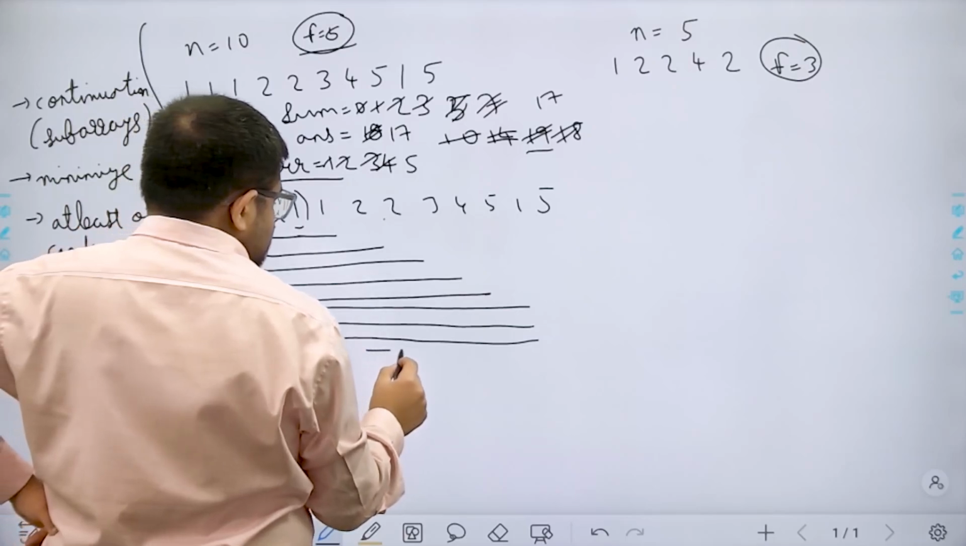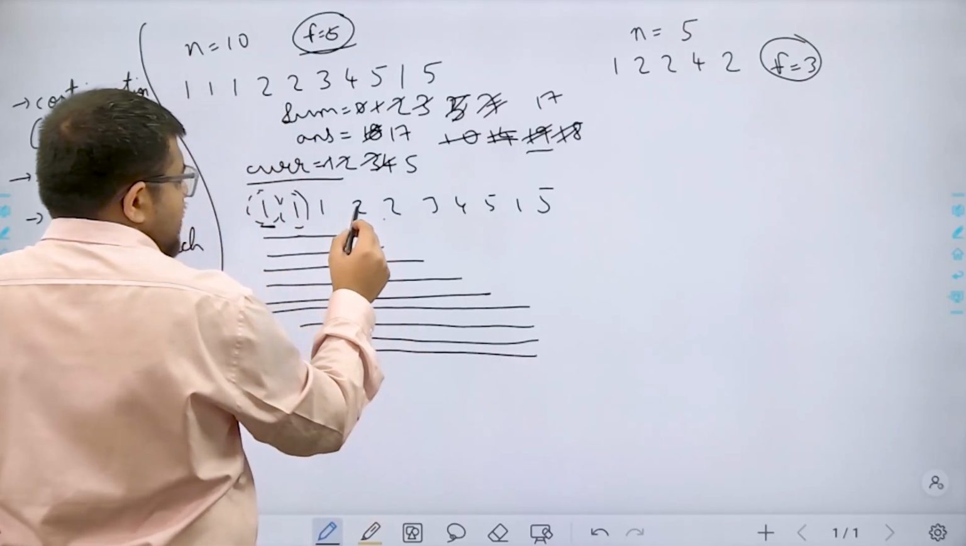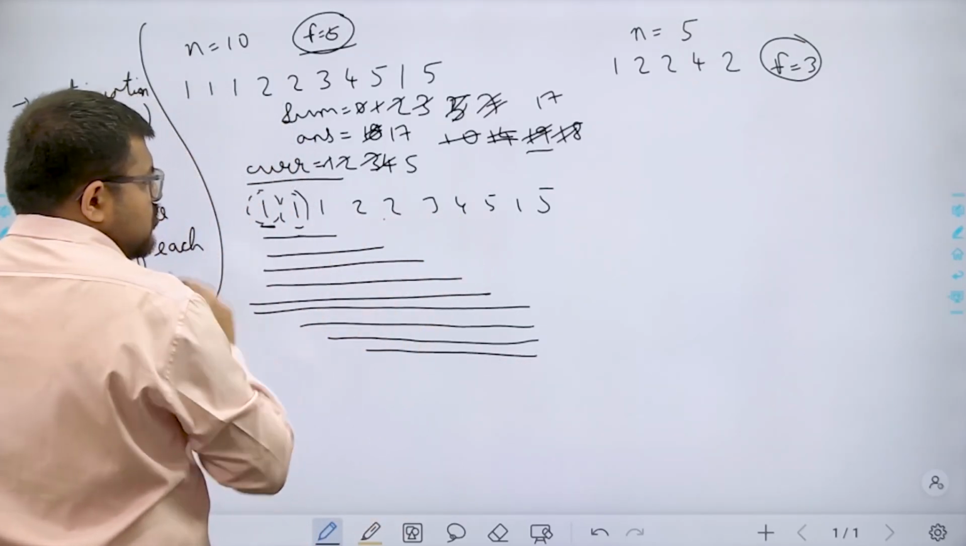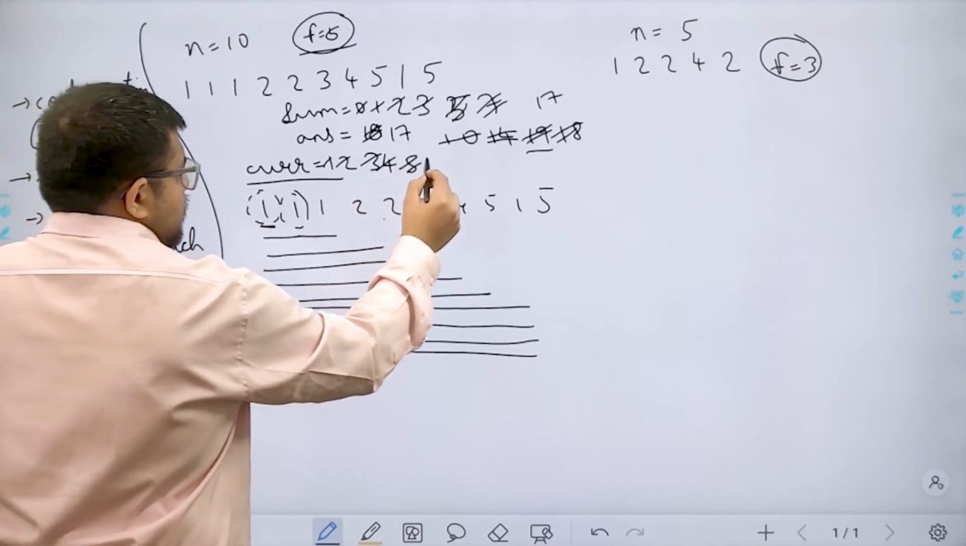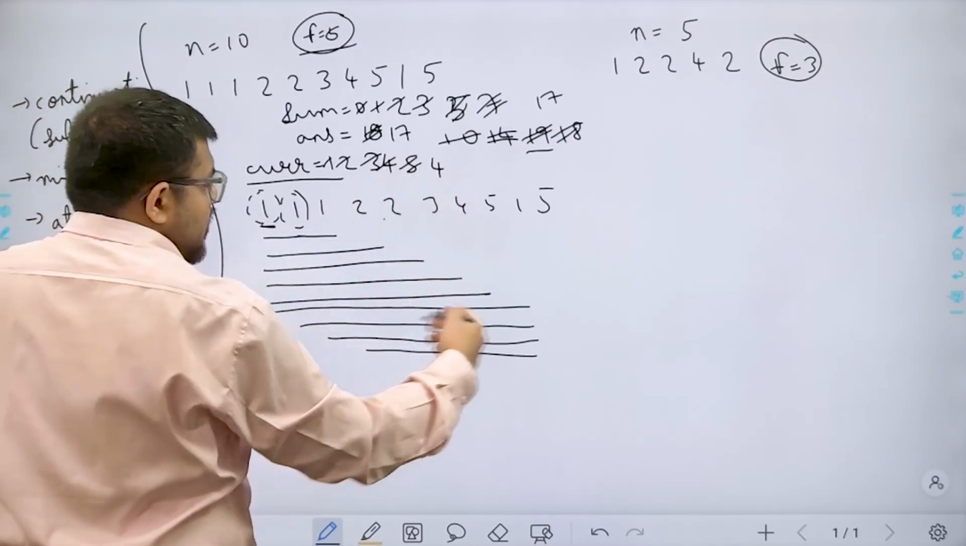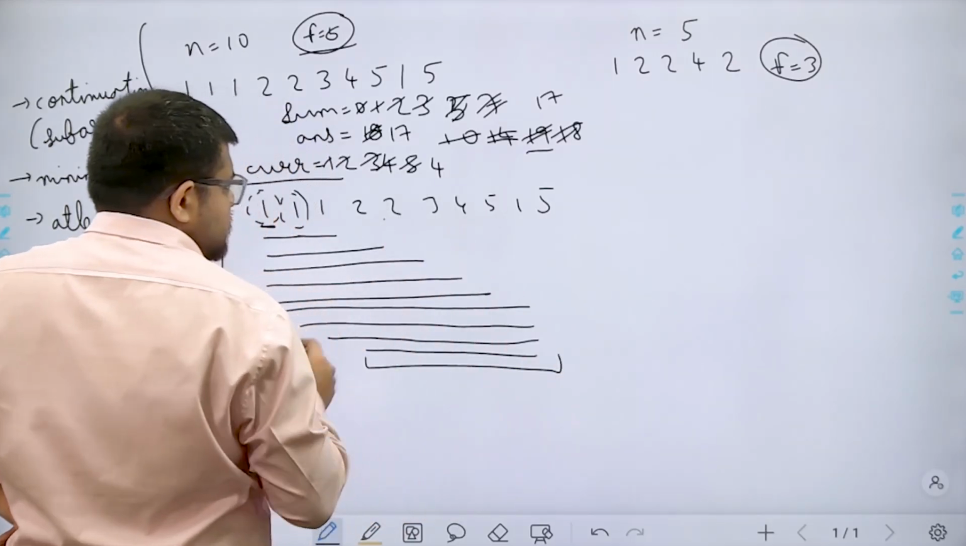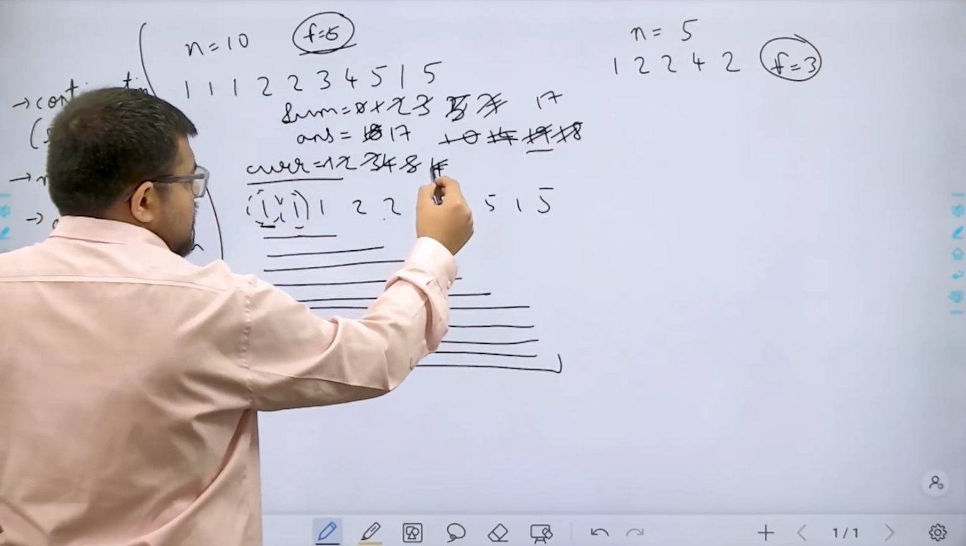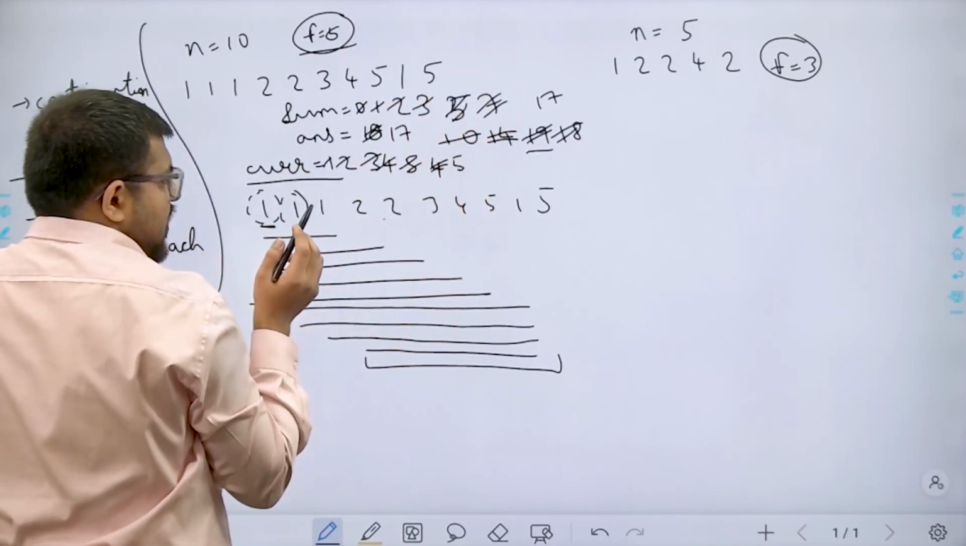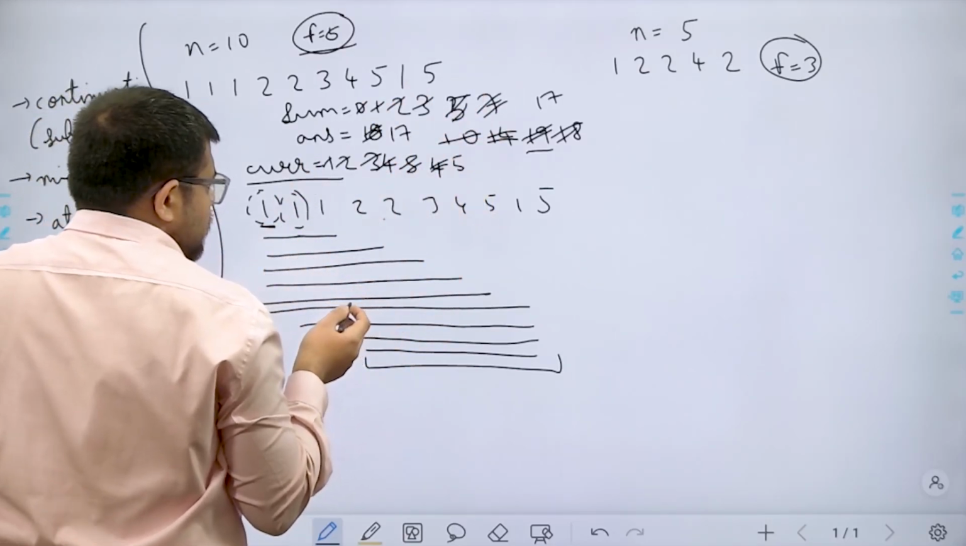Again I will decrease the subarray. Now it will become this, but now I have 2, 3, 4 and 5 only. I do not have 1, so my current will become 4 and I will stop here. Again I will increase the subarray size. So now the subarray will become this much. It has 1, so again my unique values will become 5.